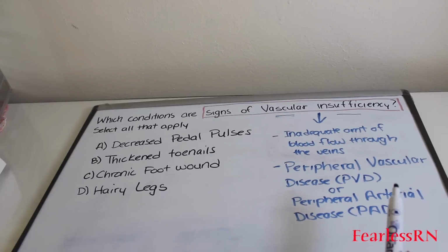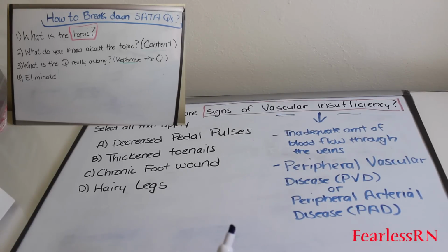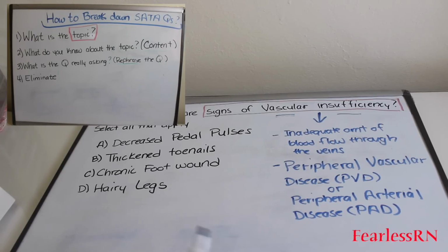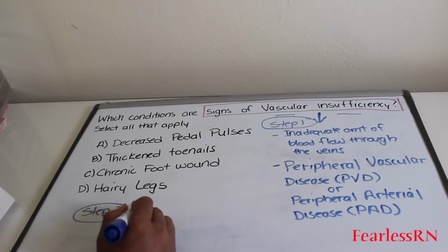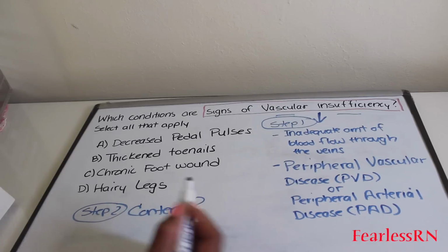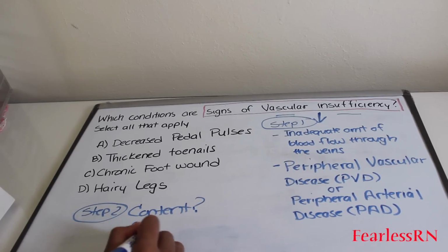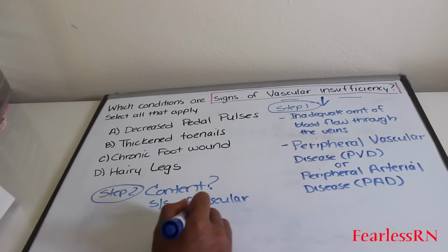It could be common in people with diabetes, people with, what is it called again? Buerger's disease. So now that we know what the topic is and we briefly wrote out little things to help us refresh our memory, the next step, step 2, is what do you know about the topic? So content related. Content. And for the content is the signs and symptoms of vascular insufficiency.